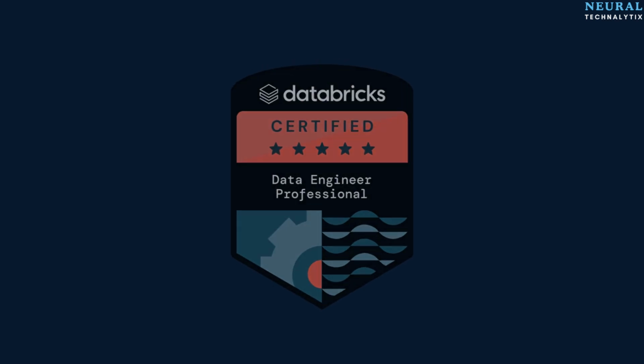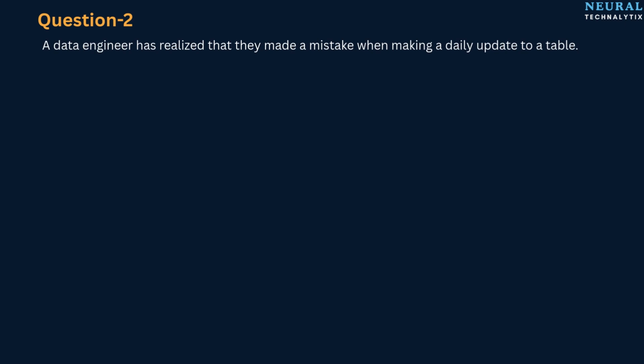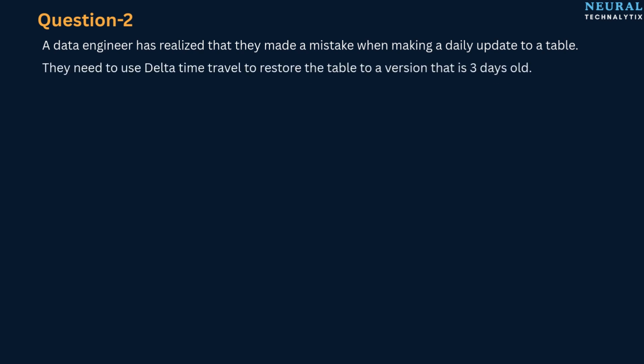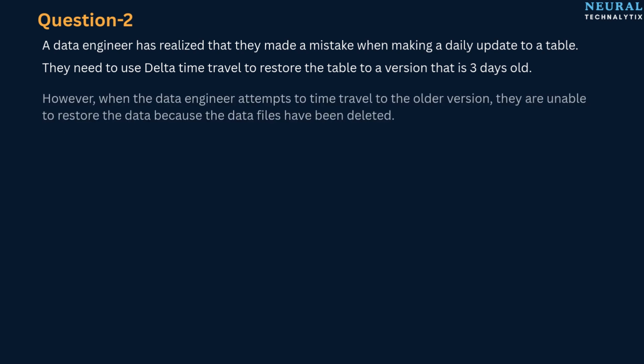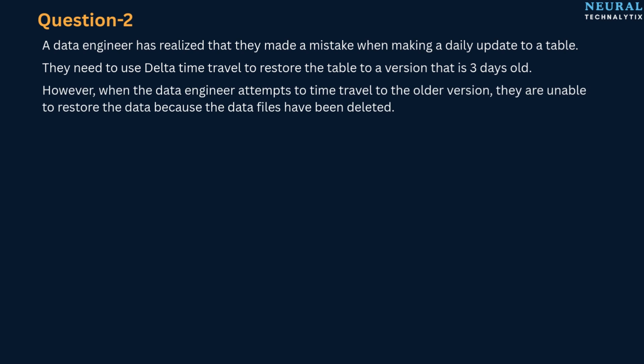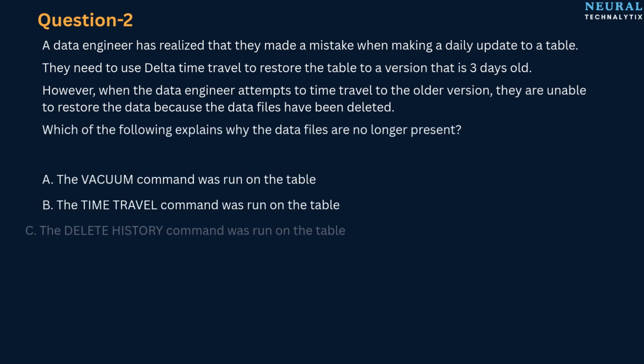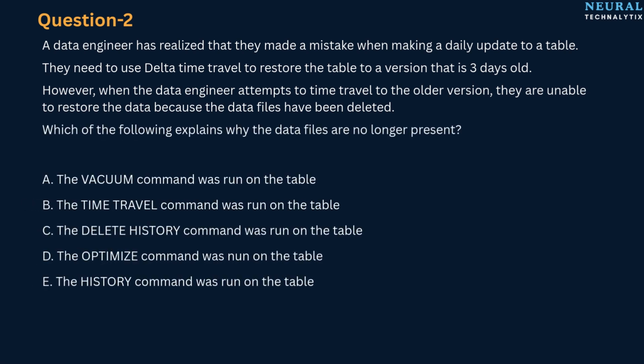Here's the scenario. A data engineer realizes they made a mistake during a daily update to a table. Now, they want to use Delta time travel to restore the table to a version that is 3 days old. But when they try to time travel, they are unable to restore the data. Why? Because the data files have already been deleted. And the question asks, which of the following explains why the data files are no longer present?